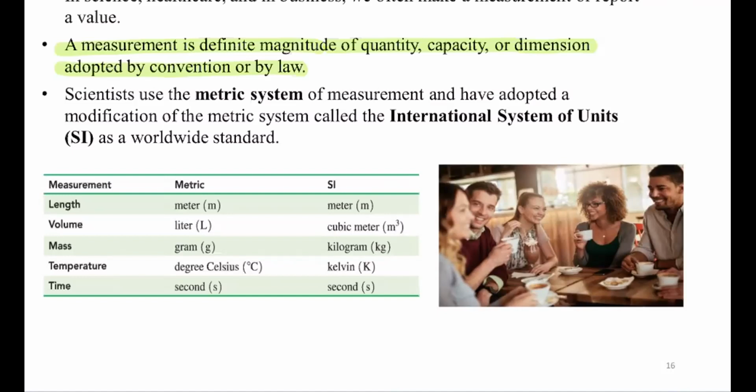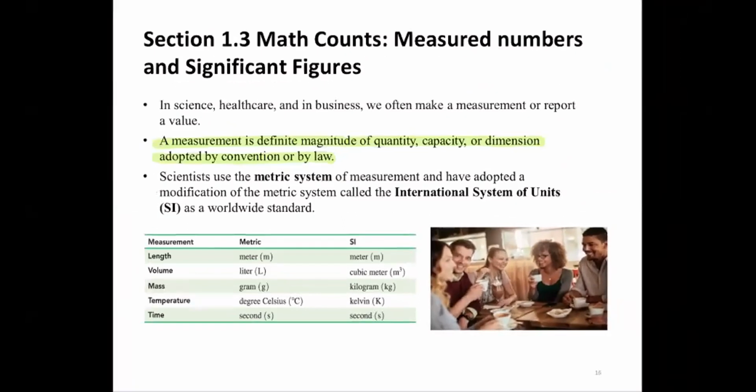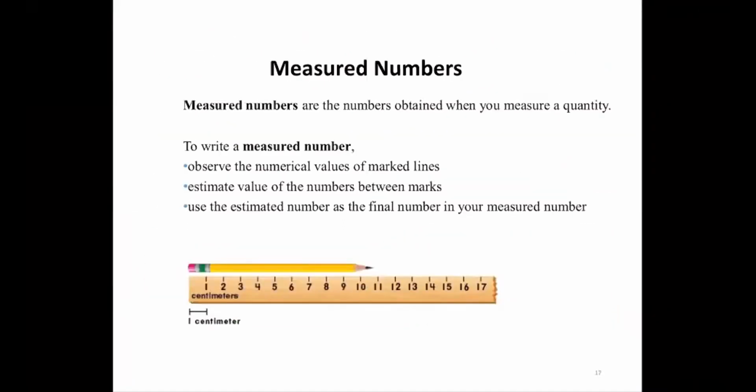And as you can see, these measurements are something that we encounter in everyday life. Now, taking that into consideration, one of the things that we're going to learn now is how to actually derive measured numbers, okay? So measured numbers are numbers obtained when you measure a quantity. You maybe know how to measure. If I give you a ruler, you may be able to determine. But now we need to take into account how we actually write these measured numbers in the laboratory.